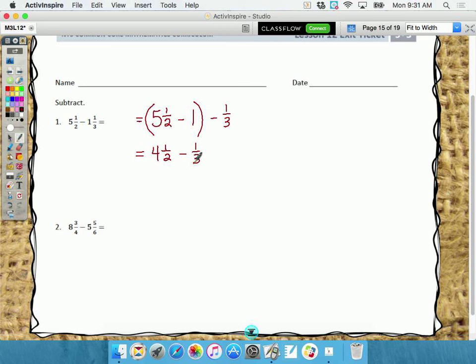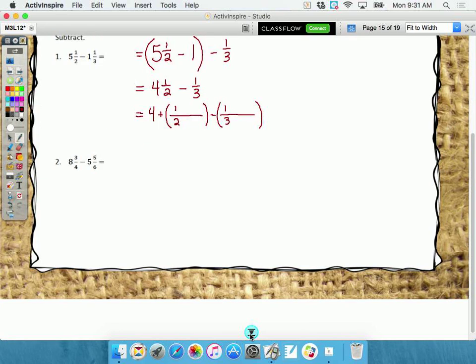You just get to find the common denominator. And so yours will look like this. 4 plus 1/2 minus 1/3. Okay, you can finish that, can't you? Let's take a look at the next one.